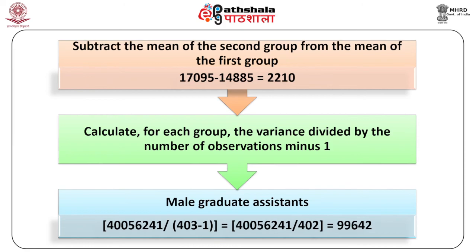For example, the first step is to subtract the mean of the second group from the mean of the first group. We have 17095 minus 14885 equals 2210. Step 2, calculating for each group the variance divided by the number of observations minus 1. First, male graduate assistants. We have 40056241 divided by 403 minus 1, which comes out to be 99642.